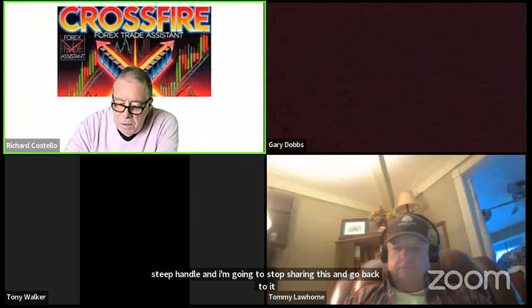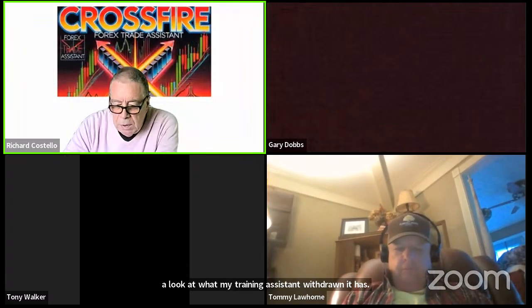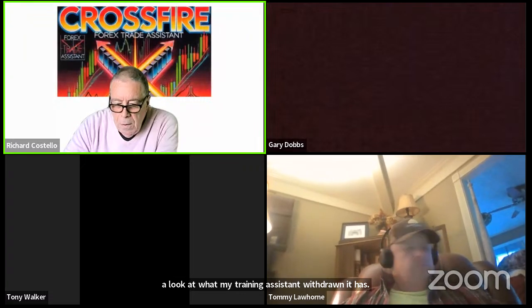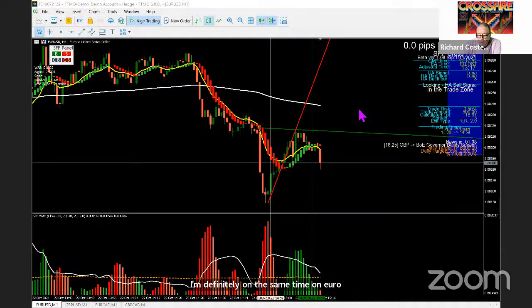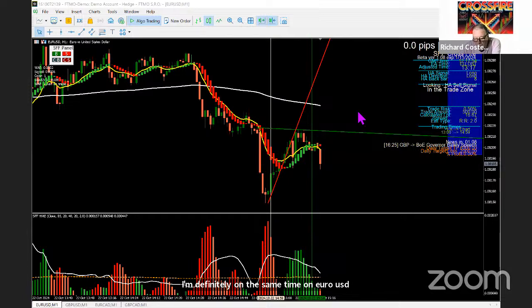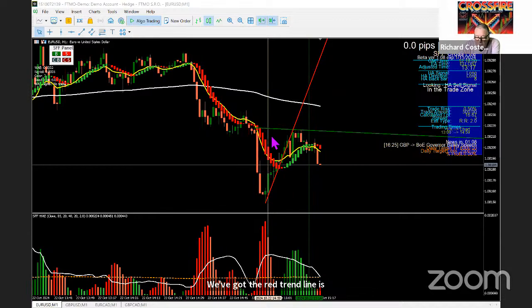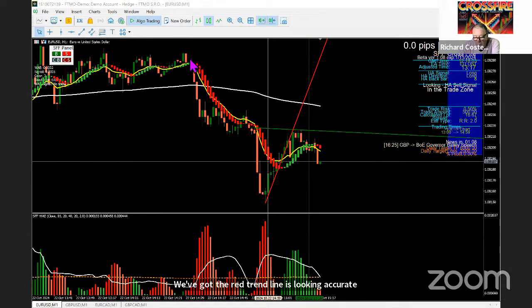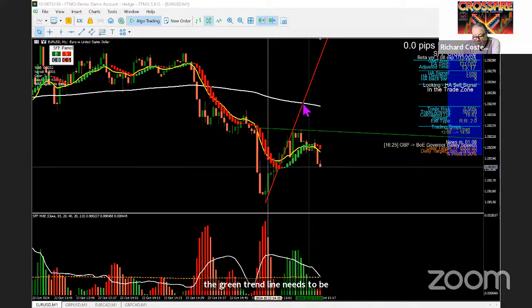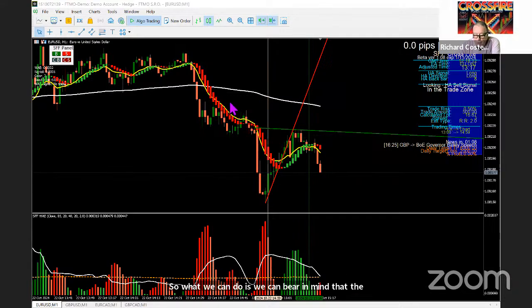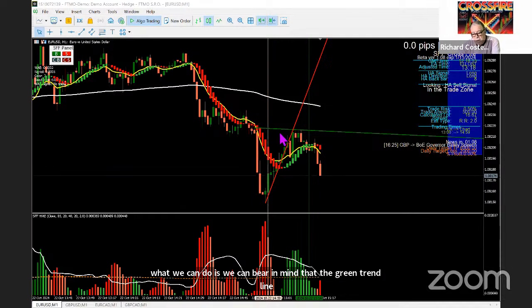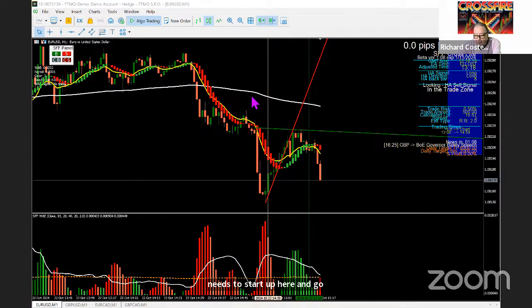I'm going to stop sharing this and go back to have a look at what my trading assistant has drawn it as. I'm definitely on the same page. I'm on Euro USD. You can see this is the glitch that we've got. The red trend line is looking accurate, but the green trend line needs to be up here somewhere and coming down. The green trend line needs to start up here and go down at roughly the same angle as that red, or roughly the reverse angle of that red one there.